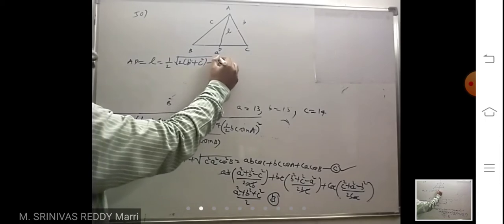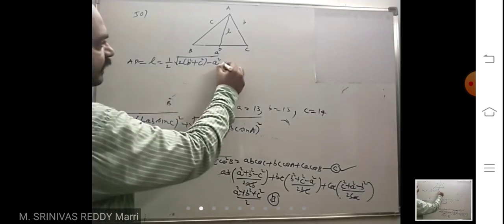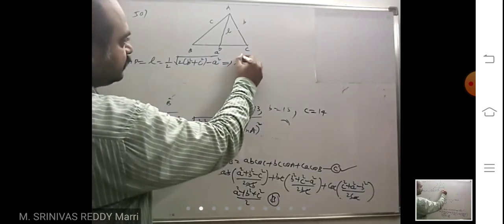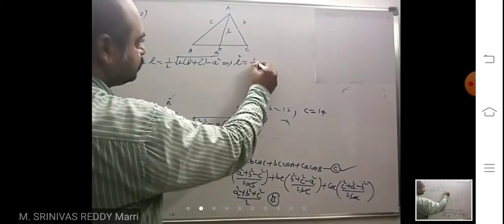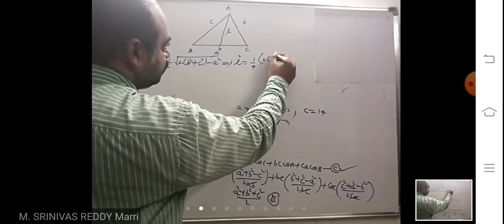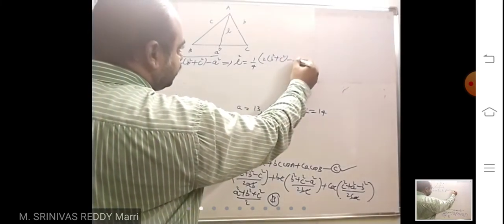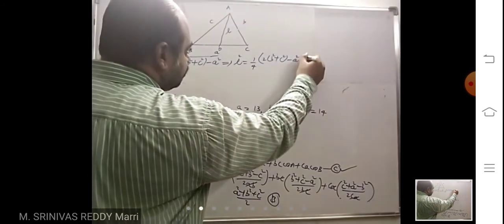Minus a square. This is the formula. Now I am squaring on both sides. L square equals 1 by 4 into 2 into b square plus c square minus a square, right?